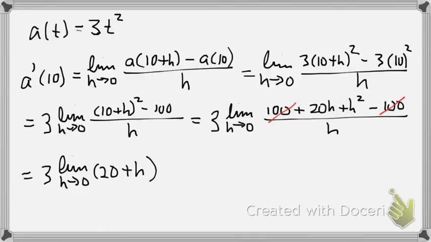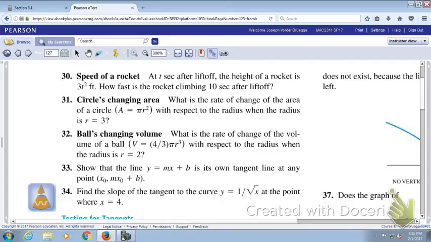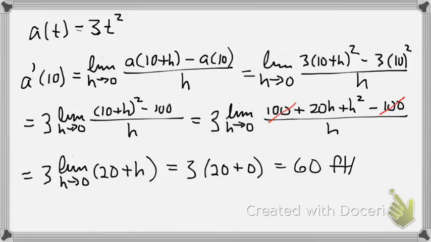So now I can evaluate using direct substitution. 3 times 20 plus 0, what is it? 60. I think they gave us units here. So this would be feet per second. So 10 seconds after liftoff, the rocket is moving at 60 feet per second.